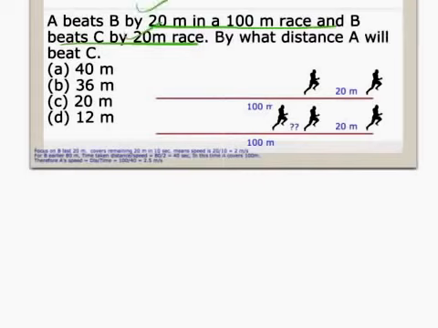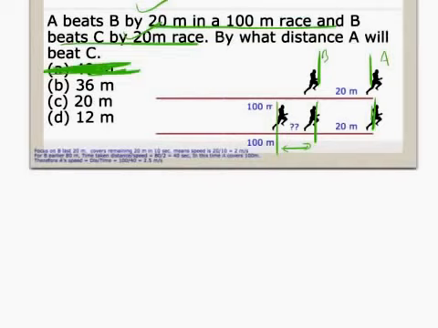You will get a feeling from inside that the answer should be 40. But wrong. The answer is not 40. Why? Because when A is 100, B is 80. When B is 100, C is 80. But when B is 80, C will be a little bit less behind. That's exactly what we have to find here.